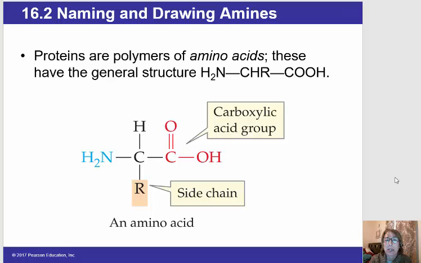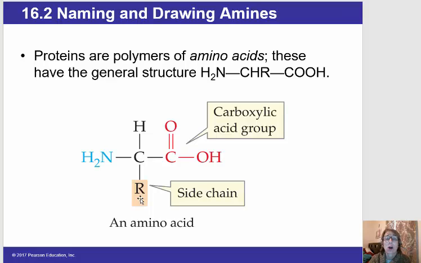One place where we see amines a lot is in proteins because proteins are polymers made of amino acids, and amino acids always have an amino group. And on this slide we have the general structure of amino acids. They always have a carboxylic acid group bonded to a carbon, and to that same carbon is an amino group, NH2. Also to that same carbon is a hydrogen, and then to that same carbon is some side chain. That is what distinguishes the amino acids from one another.